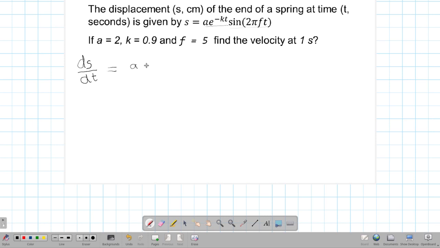I'm going to use, okay, straightforward, times the derivative of sine 2 pi ft. Now the first thing to mention here is, always in calculus we always talk in radians. Okay, so this term will always be in radians. It won't work in degrees.